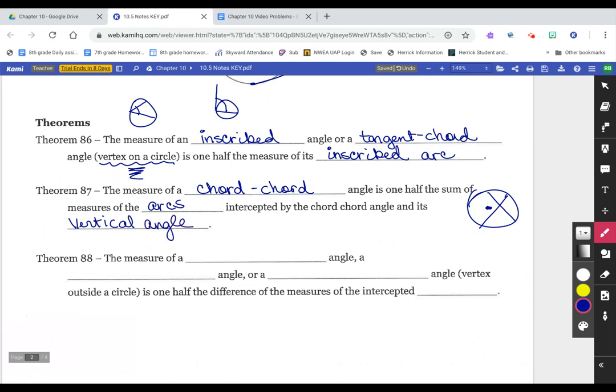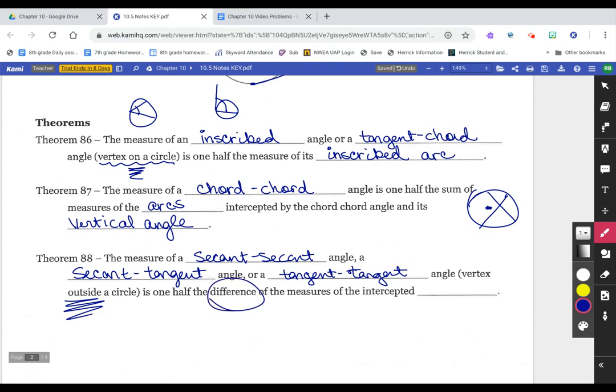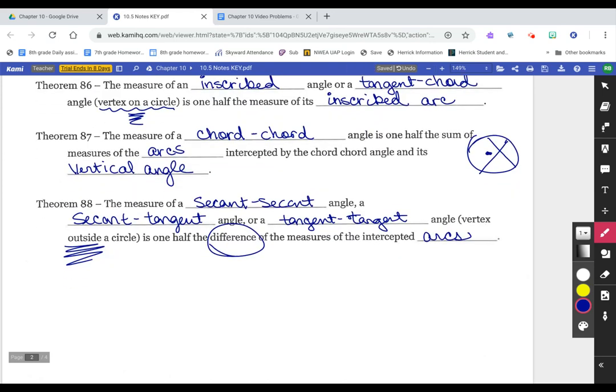And the last theorem states that the measure of a secant-secant angle, a secant-tangent angle, or a tangent-tangent angle. Remember, all of these have in common the fact that their vertex is outside of the circle. So the measure of those is 1/2 the difference, so we're subtracting here, of the measures of the intercepted arcs. All right, so we need this one, just so you know, let's go back to theorem 87.